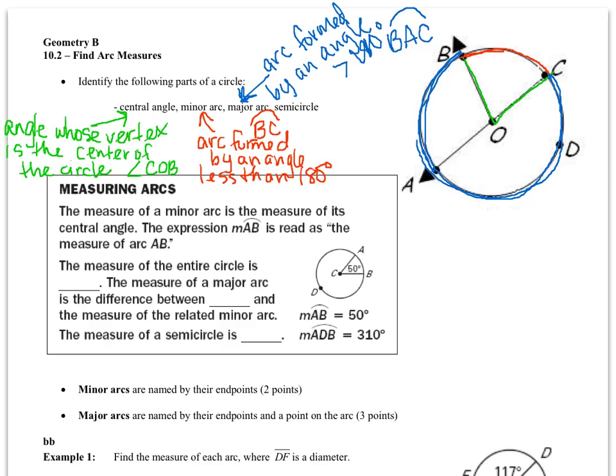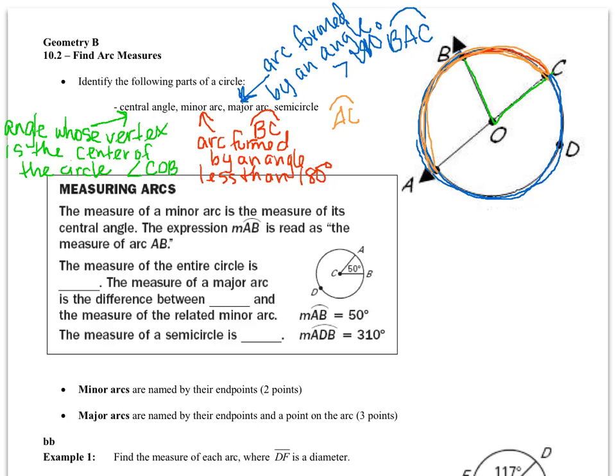Semicircle. Okay, a semicircle is an arc with endpoints at the diameter. So here in orange, this would be a semicircle. So that would be arc AC. That would be a semicircle because the angle is really 180 degrees. So it's halfway around the circle.